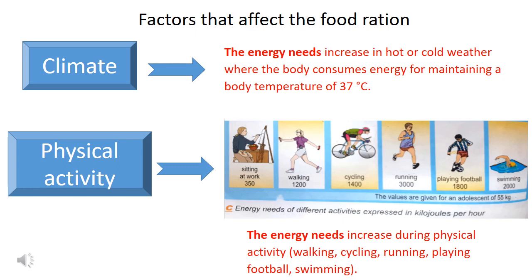Also, the physical activity affects the food ration. How? Look at the opposite figure, please. The energy needs, for example, when sitting at work, correspond to 350 kilojoules per hour. These needs increase to 1,200 for someone who's walking, and more to 1,400 for someone who is cycling, and also more for someone who's running, to 3,000, which means that the needs for energy vary with the type of physical activity that is performed. And it increases more and more with a stronger physical activity, like when running, it's much greater than when cycling.